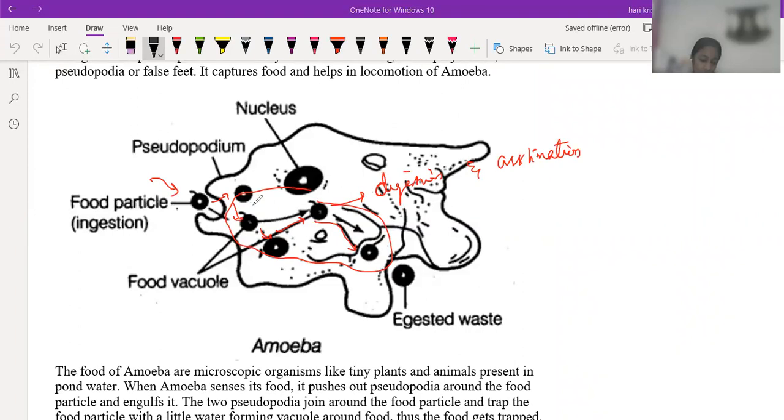Okay. So during this stage, digestion and assimilation will take place completely. Whatever waste particles are there will come to the surface of the amoeba again, or come near to the cell membrane again. This is the cell membrane. So again, it will release the undigested waste outside the body. So this is the complete digestion process in the amoeba.